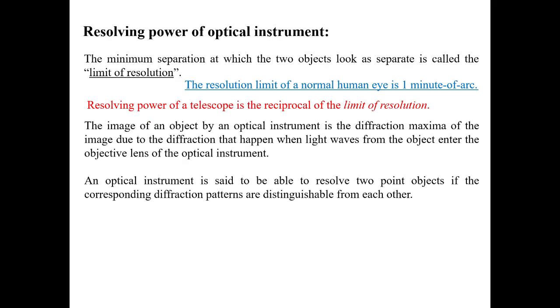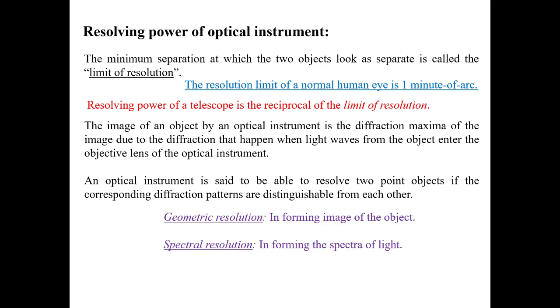The greater the limit of resolution of any instrument, the less will be the resolving power of that instrument. The image of an object by an optical instrument is the diffraction maxima of the object, due to diffraction that happens when light waves from the object enter the objective lens of the optical instrument. An optical instrument is said to be able to resolve two point objects if the corresponding diffraction patterns are distinguishable from each other. The resolution can be divided into two classes.